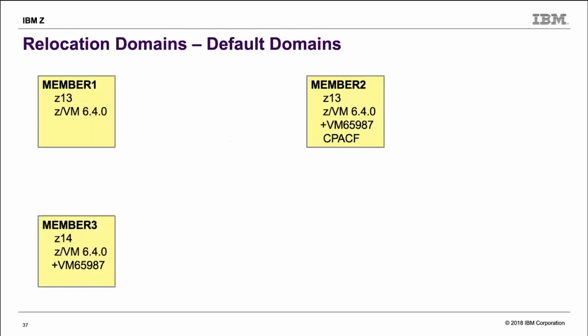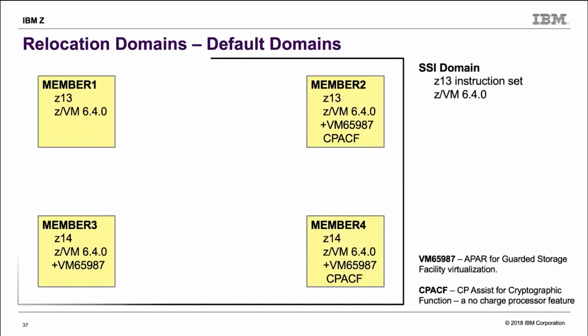Member 3 is on the Z14. He gets to have the Z14 instruction set and capability, running z/VM 6.4 and also with guarded storage. And then member 4 has all the goods, the Z14, z/VM 6.4, and our 2 additional features, guarded storage and CPACF. Now, in addition to these member-specific domains, we have our SSI domain, which takes that maximal common subset, which would be the Z13 instruction set and z/VM 6.4.